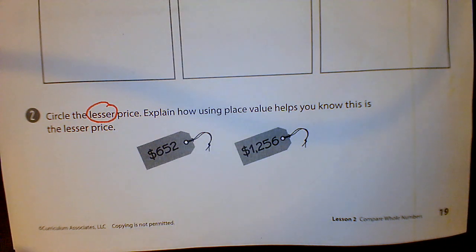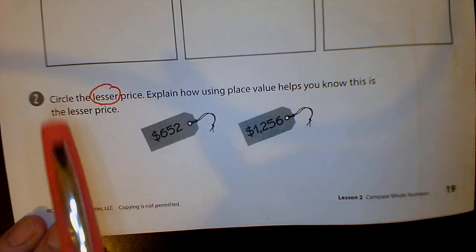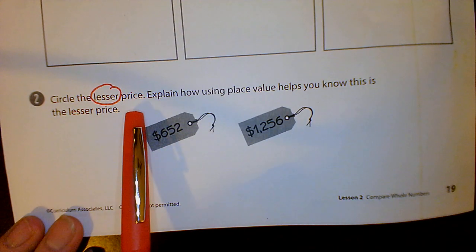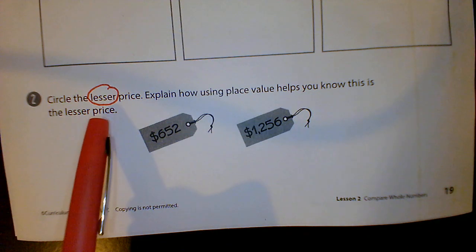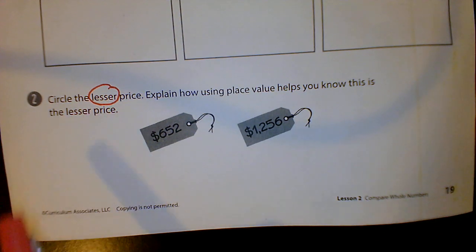I told you to skip problem number 1 and go straight to problem number 2. And for here it says, circle the lesser price. Explain how using place value helps you to know this is the lesser price. So I want you to think, what does this word mean, lesser? And I can see in there the word less. The lesser price is going to be the one that's less or is smaller. So we're looking for the lower or the smaller price.